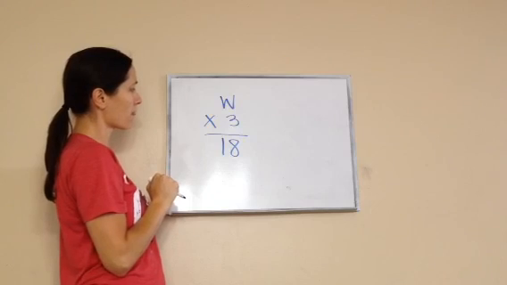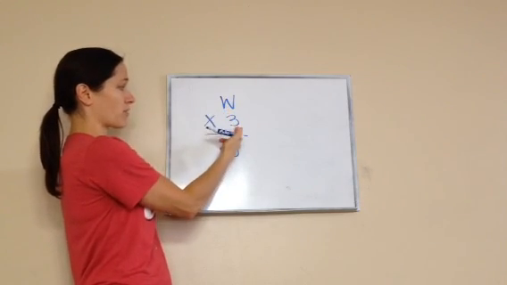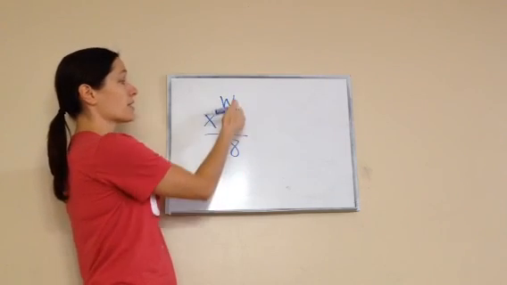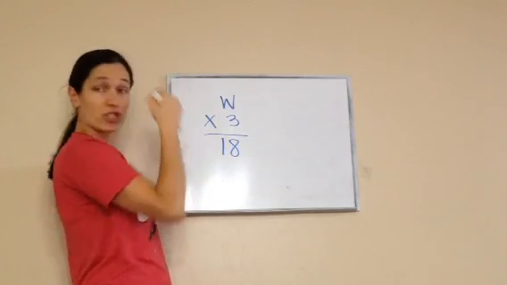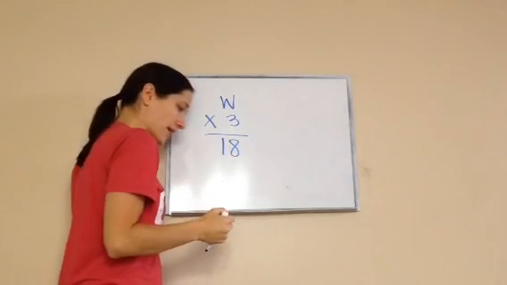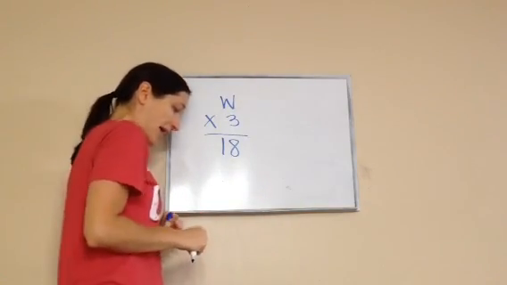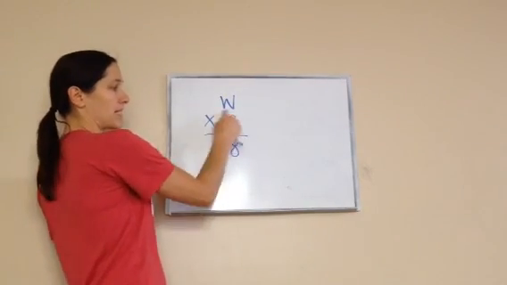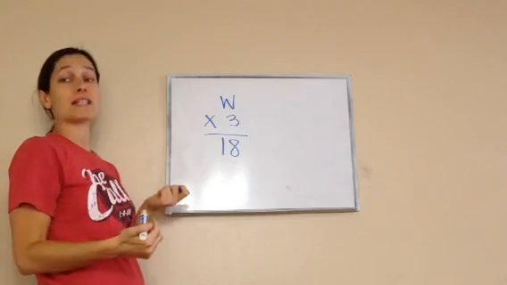Can you think? We can start with 4. 4 times 3 is 12. 5 times 3 is 15. 6 times 3 is 18. So W would actually equal 6. But there is a way to figure that out. You would actually divide to get your answer. So whenever you have a missing number in multiplication, you're going to divide to get your answer.